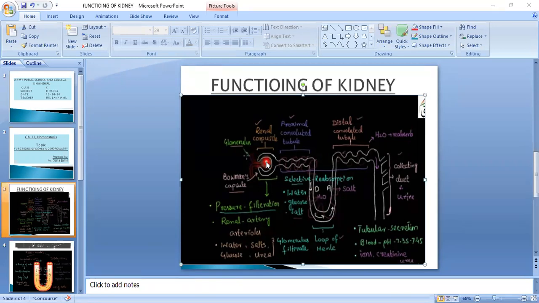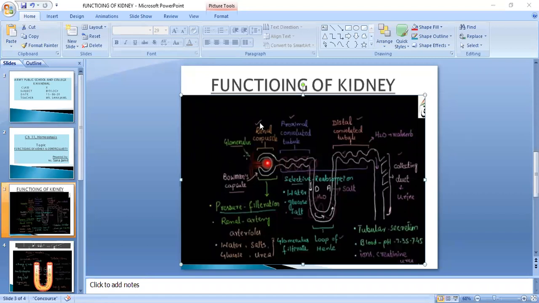This material passes into the Bowman's capsule. When all this material passes into the Bowman's capsule, it is known as the glomerular filtrate. When the blood pressure, the hydrostatic blood pressure, is very high, what does it cause? It causes the filtration of water, salts, glucose, and urea here in this glomerulus. Now, these contents are known as the glomerular filtrate.